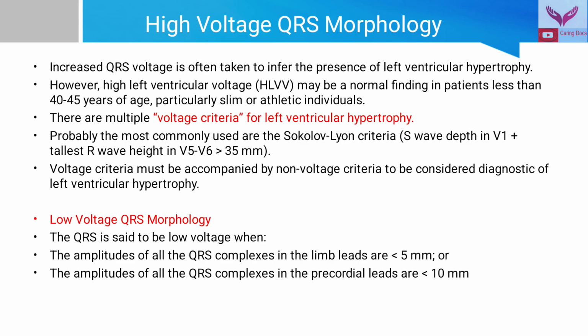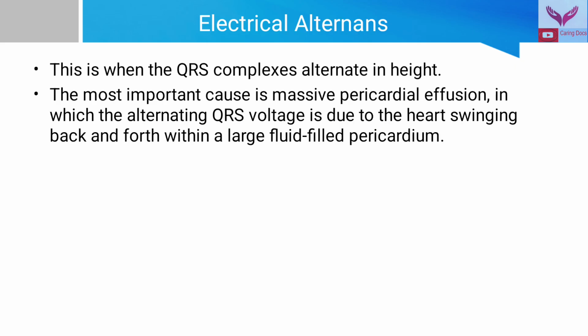The low voltage QRS morphology. The QRS is said to be low voltage when the amplitude of the QRS complexes in the limb leads is less than 5 mm or when the amplitude of the QRS complexes in the precordial leads is less than 10 mm. Electrical alternans. This is when the QRS complexes alternate in height. The most important cause is massive pericardial effusion, in which the alternating QRS voltage is due to the heart swinging back and forth within the large fluid-filled pericardium.